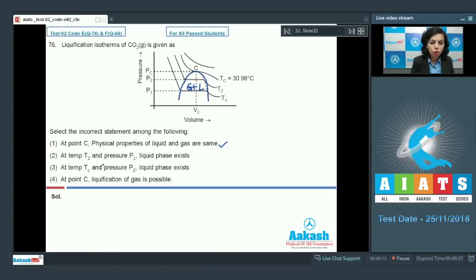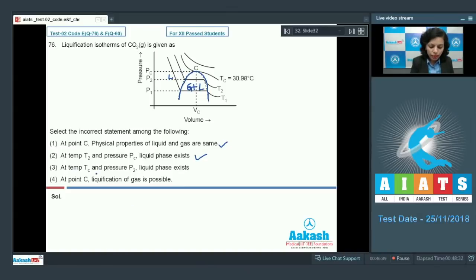Further, at temperature T2 and pressure PC, PC is the critical pressure, liquid phase exists. We're talking about the temperature T2, the isotherm which is given, and pressure PC, the critical pressure. So we're talking about this isotherm, and this is the point we are talking about. At this point, liquid phase exists. So that's why this statement is also correct.